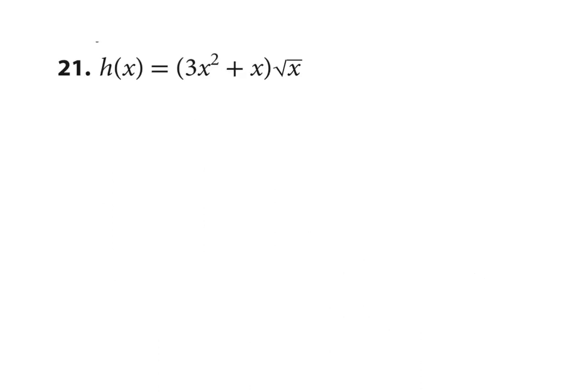The first function is 3x squared plus x. The second one is x to the 1/2, which is how you're going to write that when you do the derivative of that one. So if this is f and this is g, then the derivative of the first one is pretty easy. That's just 6x, right? Plus 1.